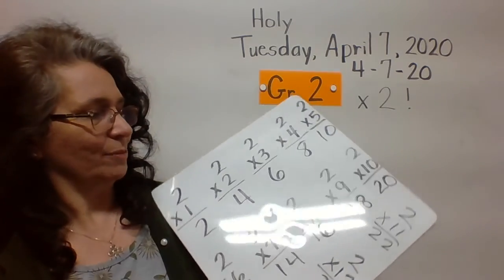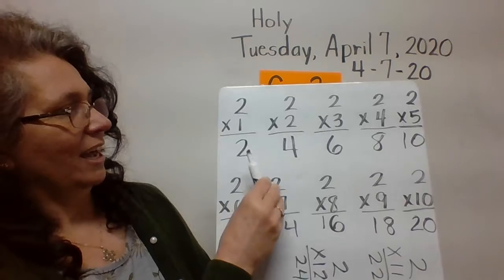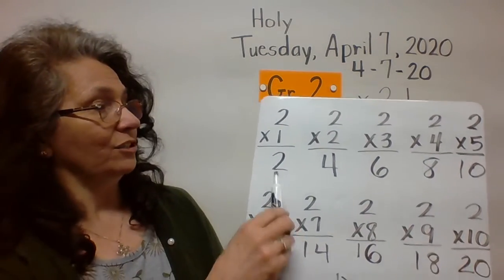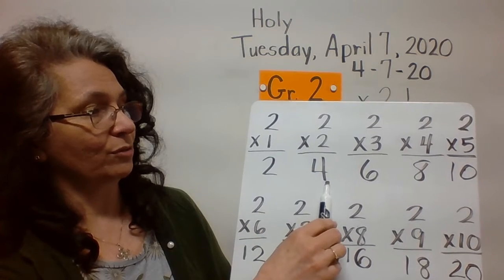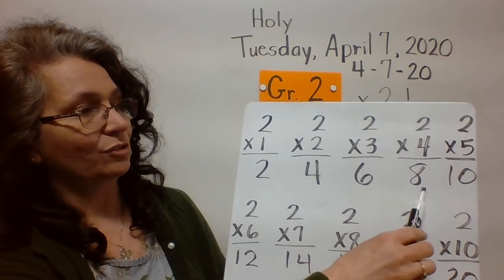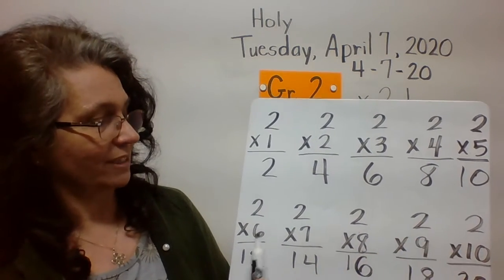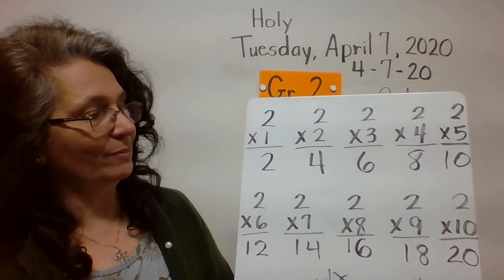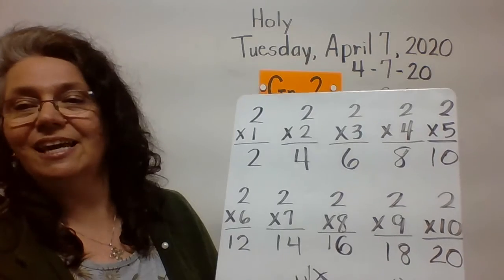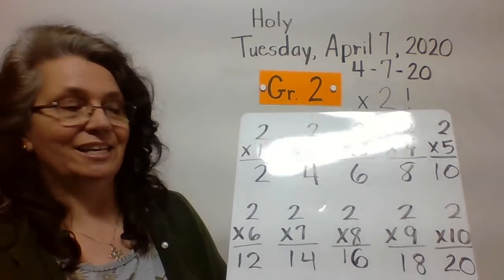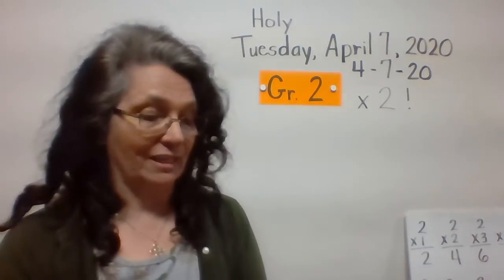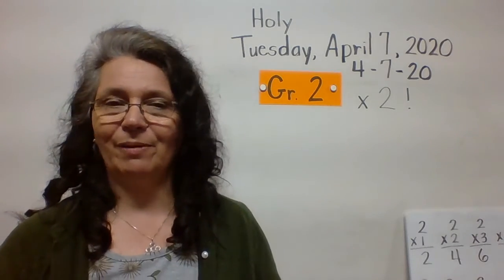But for today, I especially want you to be thinking about these facts because these will be on your time test coming up this week. 2 times 1 is 2, 2 times 2 is 4, 2 times 3 is 6, 2 times 4 is 8, 2 times 5 is 10, 2 times 6 is 12, 2 times 7 is 14, 2 times 8 is 16, 2 times 9 is 18, and 2 times 10 is 20. And of course, keep practicing your times fives as well, okay? We want to keep getting better and better at that.